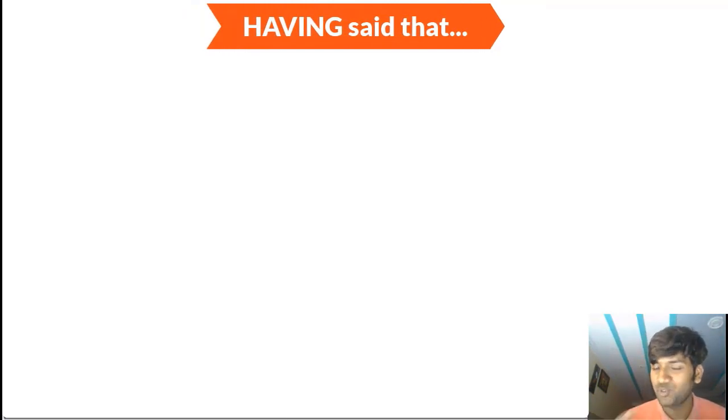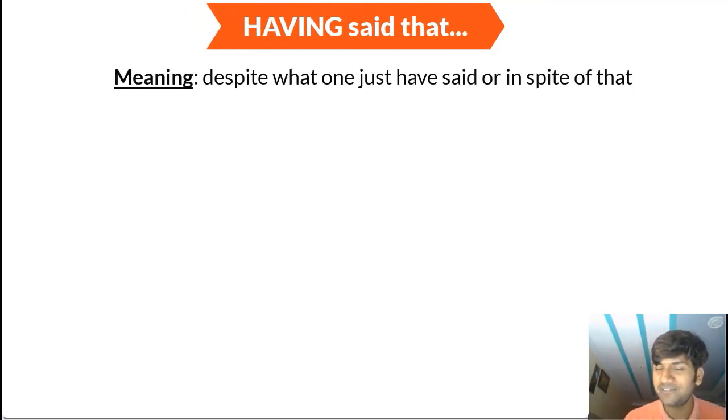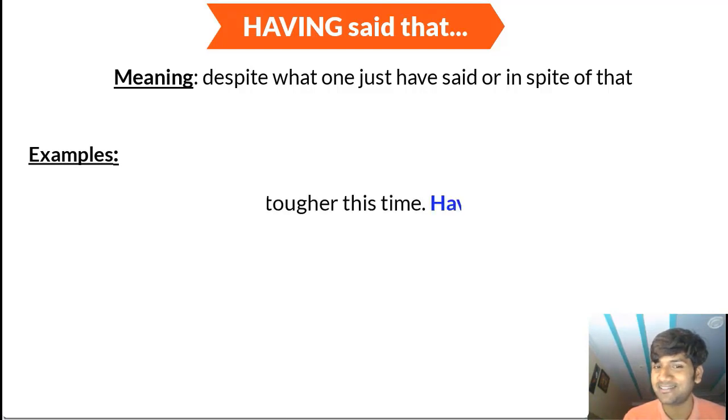Next is having said that. This phrase is used when you want to introduce something that contradicts or is opposite to what you just have said, right? So when you want to introduce something that contradicts or is opposite to the previous thought, you use this phrase, having said that. And this is a perfect participle phrase, okay? Let's look at some examples and understand this.